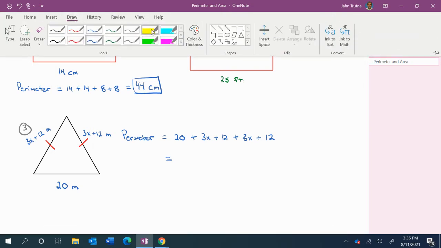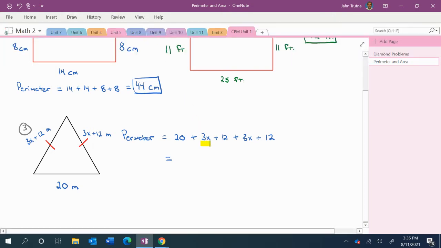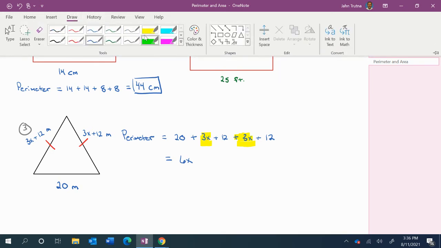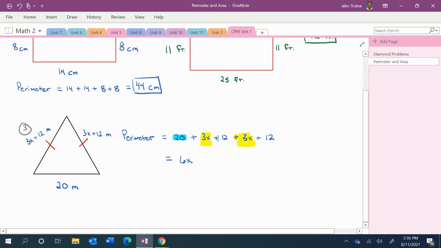So what I'm going to do is get out my yellow highlighter and underline the first 3x. I'm going to underline the other 3x. Those two expressions right there, I can add together because they're like terms. So 3x plus 3x gives me 6x. And now I can add the numerals together, the 20 with plus 12 with plus 12. So 20 plus 12 plus 12 is 44. And it's a positive 44, so I'm going to write 6x plus 44.